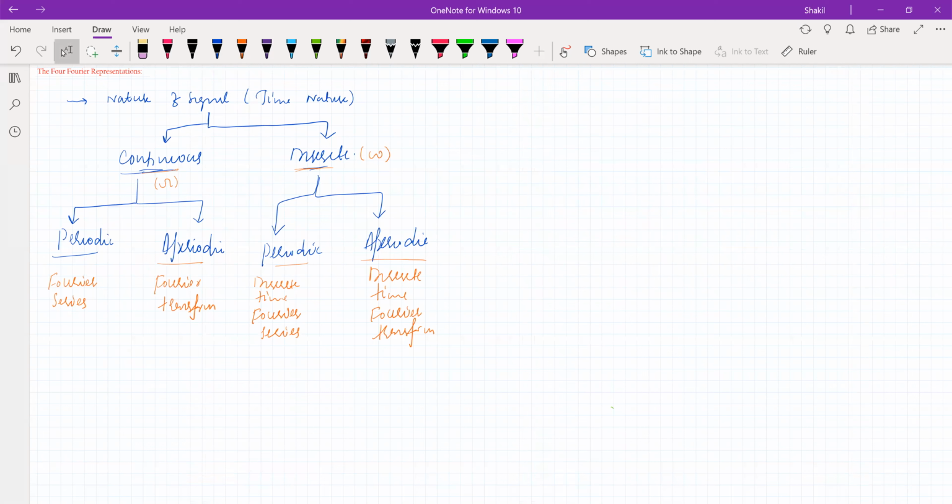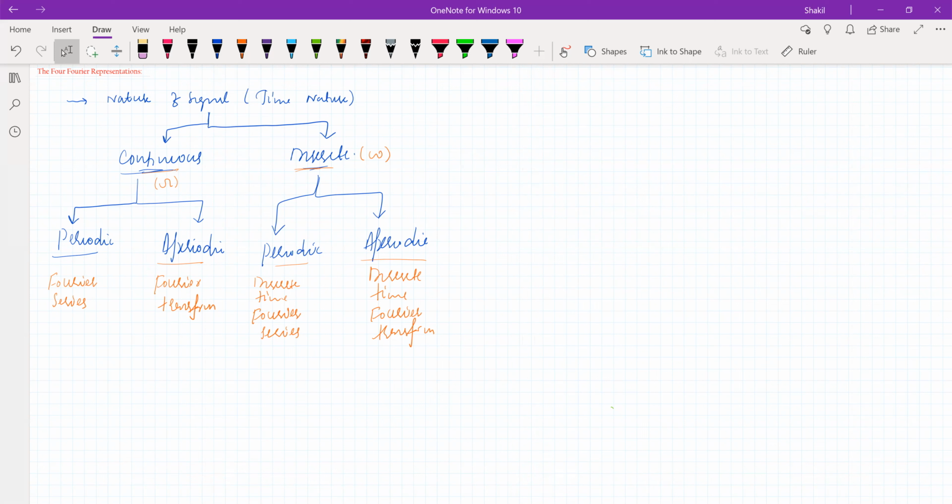Based on whether the signal is discrete time or continuous time, we have one class of signals. Another class is based on whether the signal is periodic or aperiodic. If it is continuous, it can be periodic or aperiodic. If it is discrete, it can be periodic or aperiodic. And based on this, we have different representations of the Fourier analysis.